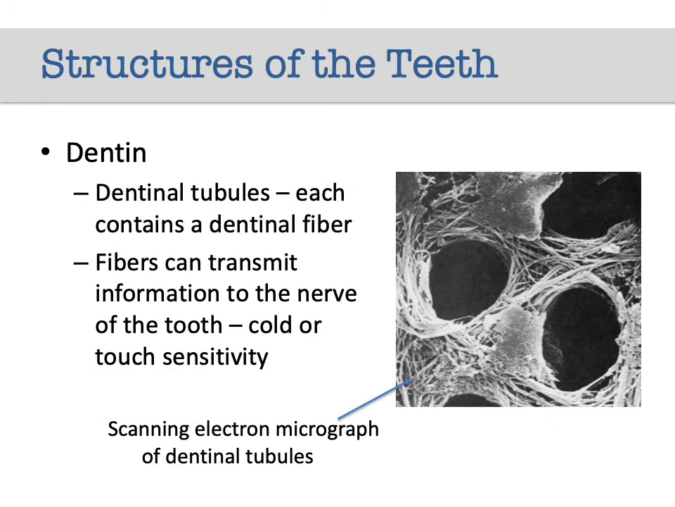The dentin consists of dentinal tubules, which each contain a dentinal fiber. The fibers that are in those tubules can transmit information to the nerve of the tooth. This is where cold or touch sensitivity of a tooth comes from. It's from these fibers that live inside of these dentinal tubules. This is a scanning electron micrograph of those dentin tubules.